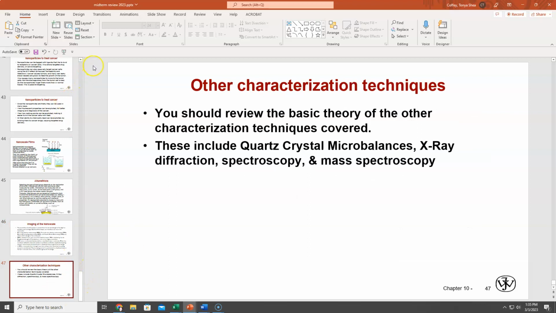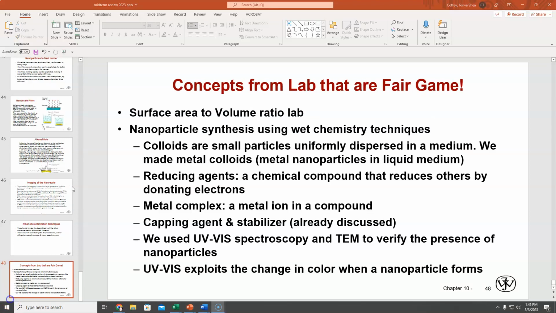We also talked about other types of characterization techniques in this section, and you should review the basic theory of those. Some of those included quartz crystal microbalances, X-ray diffraction, spectroscopy, and mass spectroscopy. Finally, I'd like to mention that there's labs that we have done that have concepts that I think are fair game for the midterm, because they add on and supplement the lectures in many ways.